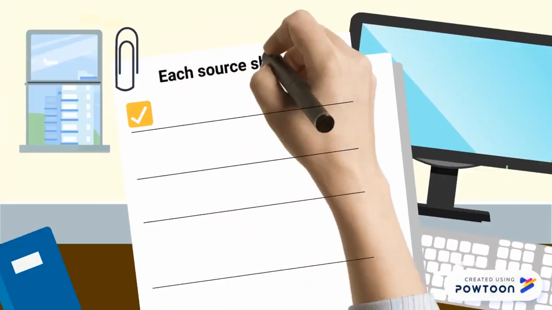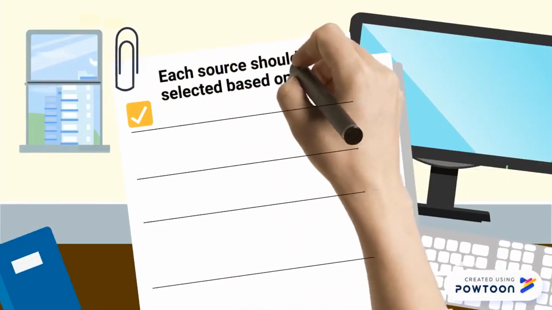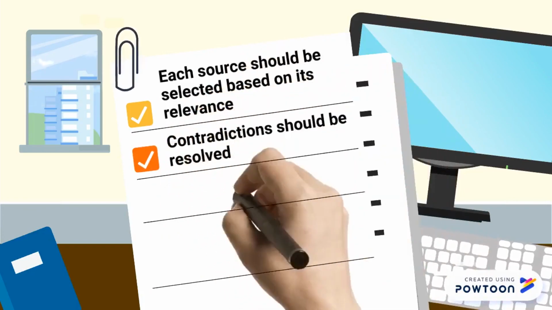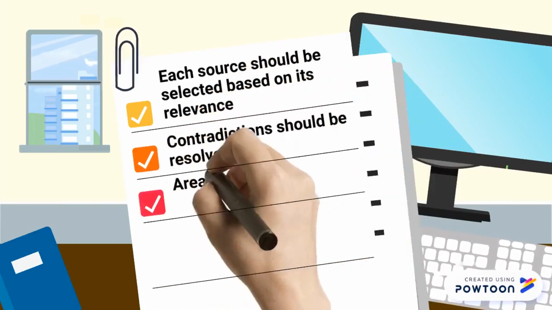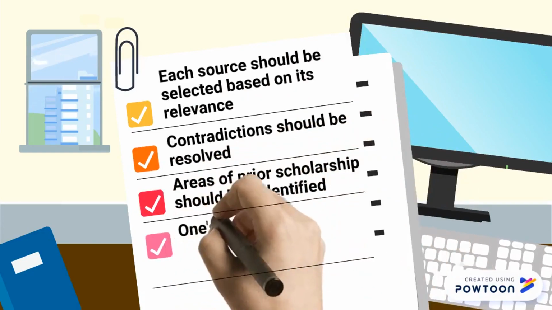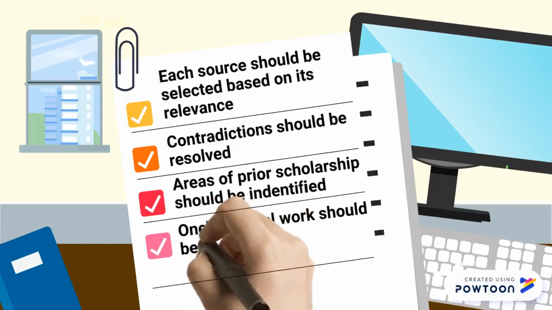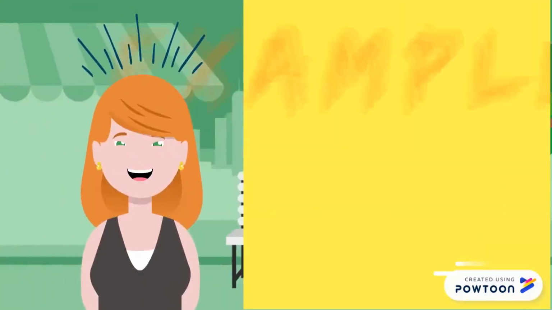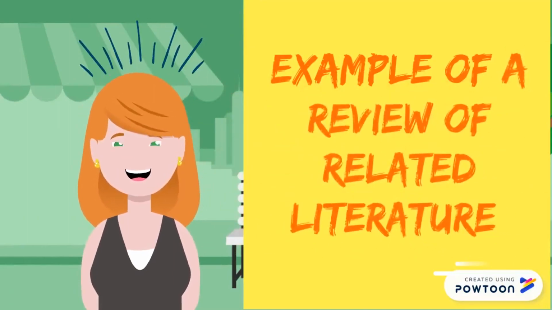Each source should be based on its relevance. Conflicts or contradictions should be resolved. Areas of prior scholarship should be identified. One's original work should be placed in the context of existing literature. Example of a review of related literature.